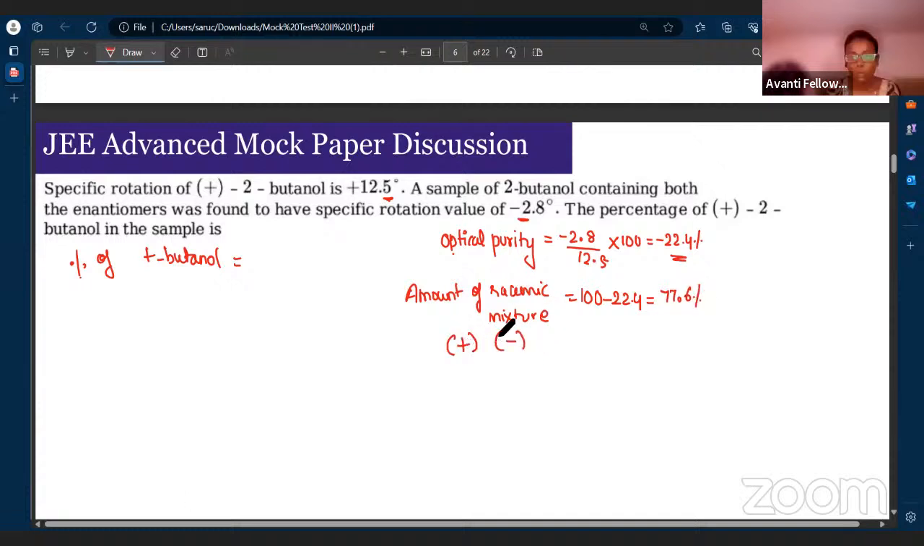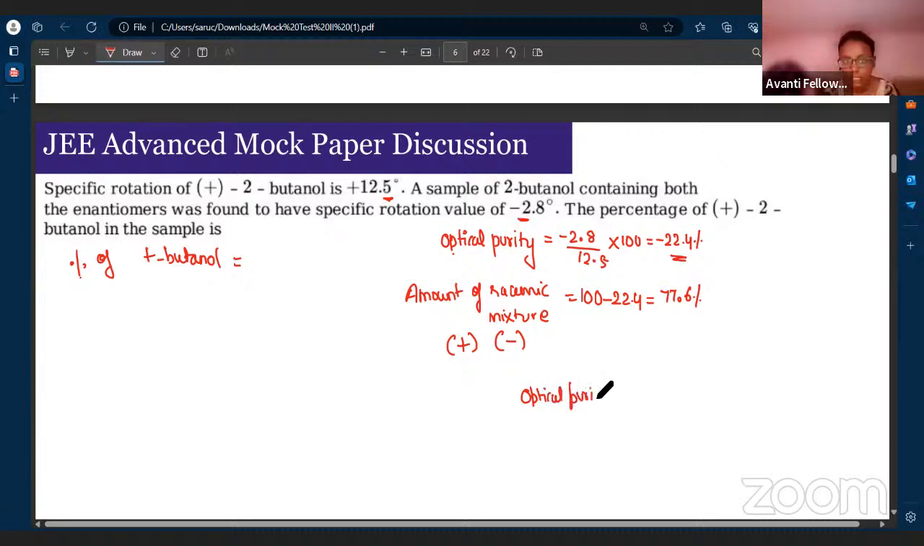Now you want the optical purity again. The specific rotation of 2-butanol is plus 12.5 degree. A sample of 2-butanol containing both enantiomers, that is the mixture of plus butanol and minus butanol, has the specific rotation value of minus 2.8 degree. So that is the mixture.